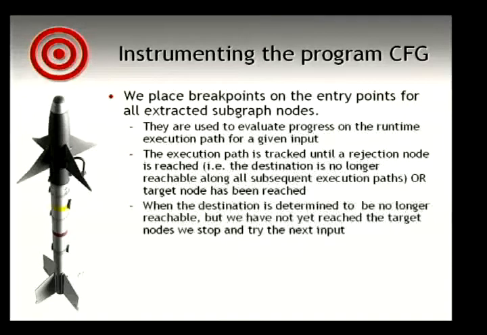Now, if that genome hits a rejection node, it's no longer capable of reaching the destination. There's no path from a reject node back on. So we're no longer interested in keeping track of where it's going. We'll just go ahead and short circuit it and move on to the next genome in the population. That's basically when the destination is determined to no longer be reachable. If we haven't reached the target, we're just going to kill it and go to the next one.